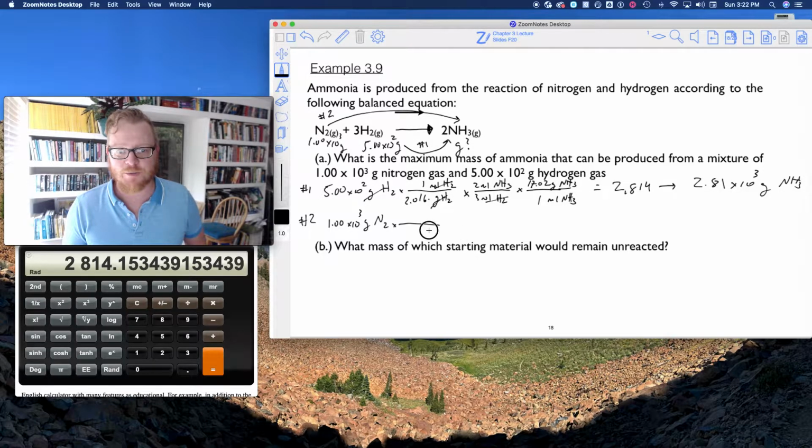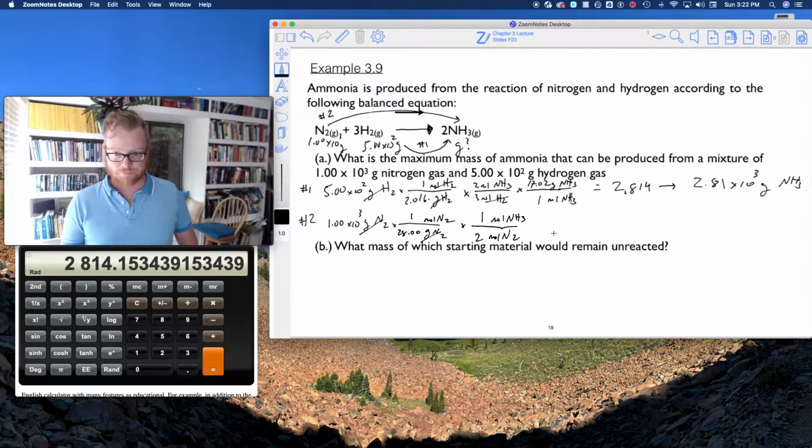If I have grams of nitrogen up top, I need to have grams of nitrogen on the bottom. Then moles of nitrogen on the top. And I know from my table that it's 28.00 grams of nitrogen in 1 mole of nitrogen. And then now I'm at moles of nitrogen, and I can see in my balanced reaction, 1 mole of nitrogen makes 2 moles of ammonia. So mole of nitrogen to mole of ammonia. 2 moles of nitrogen makes 1 mole of ammonia.